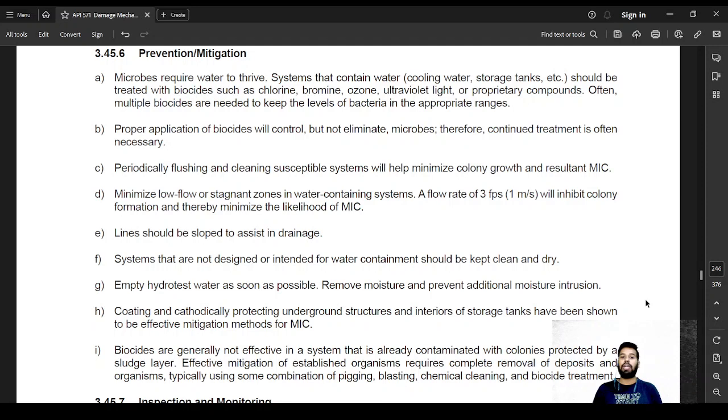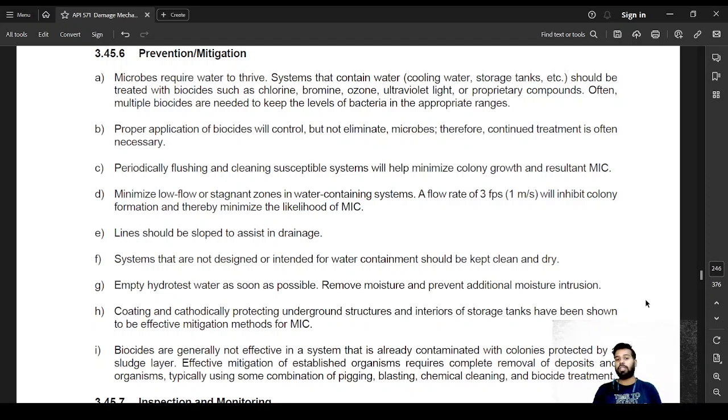Often multiple biocides are needed to keep the levels of bacteria in the appropriate ranges. The proper application of the biocides will control but not eliminate the microbes, therefore continued treatment is often necessary. Periodically flushing and cleaning the susceptible systems will minimize the colony growth and result in MIC.